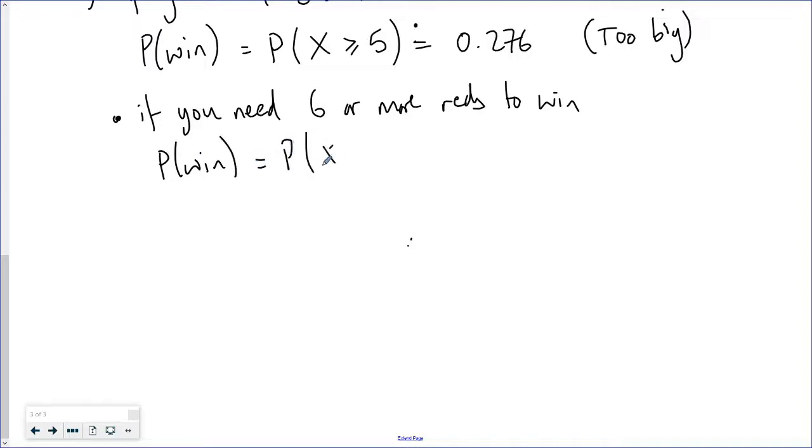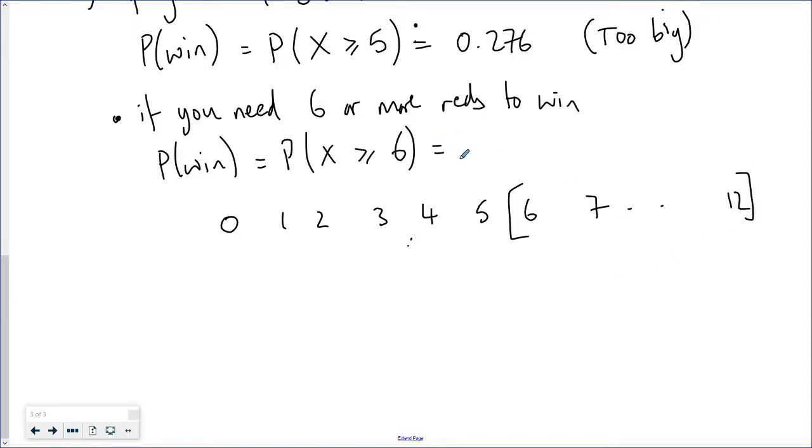So the probability of someone winning a prize here, 6 or more reds, would be the probability of X, the number of reds, being greater than or equal to 6. Now we can work out this probability quite quickly again. I'm just going to draw out a little diagram. So 0, 1, 2, 3, 4, 5, 6, 7. Now we want the probability of being at 6 or higher, so it would go up to 12. Well, our calculators can't do that because when they do cumulative probability, they only can start at 0. So we're going to have to do 1 minus this probability here from 0 up to 5. So 1 minus the probability of X being less than or equal to 5.